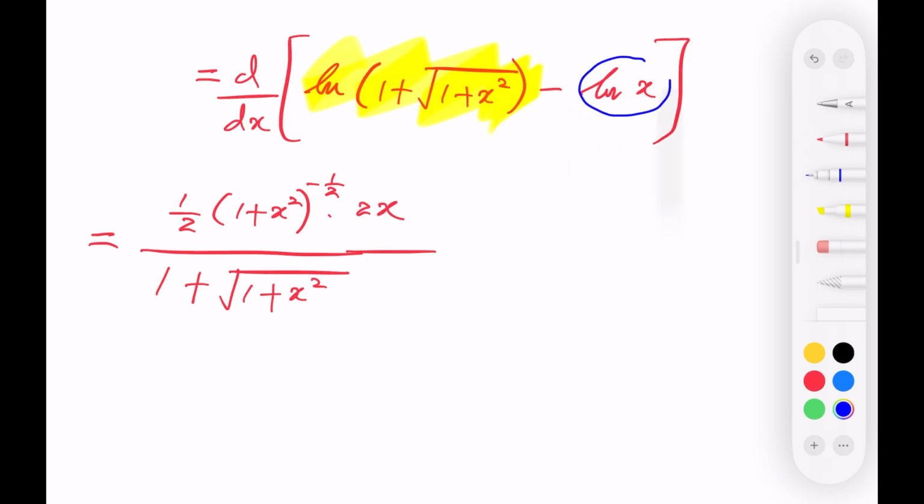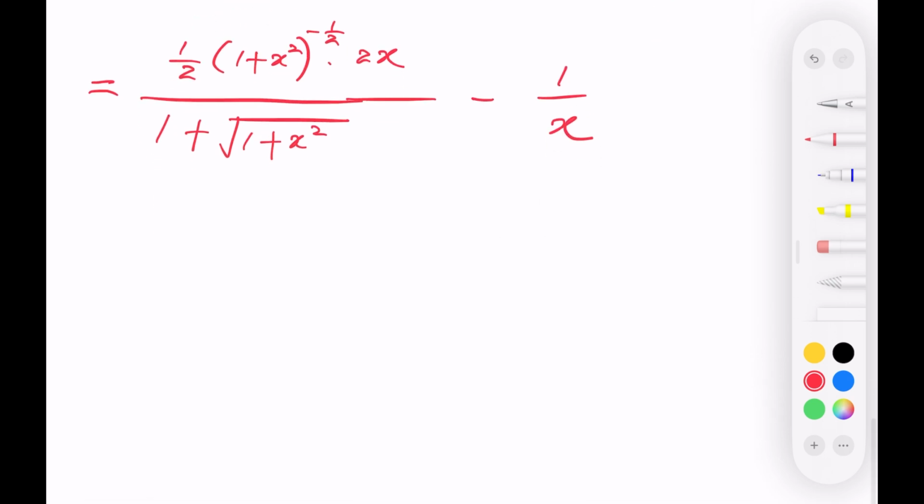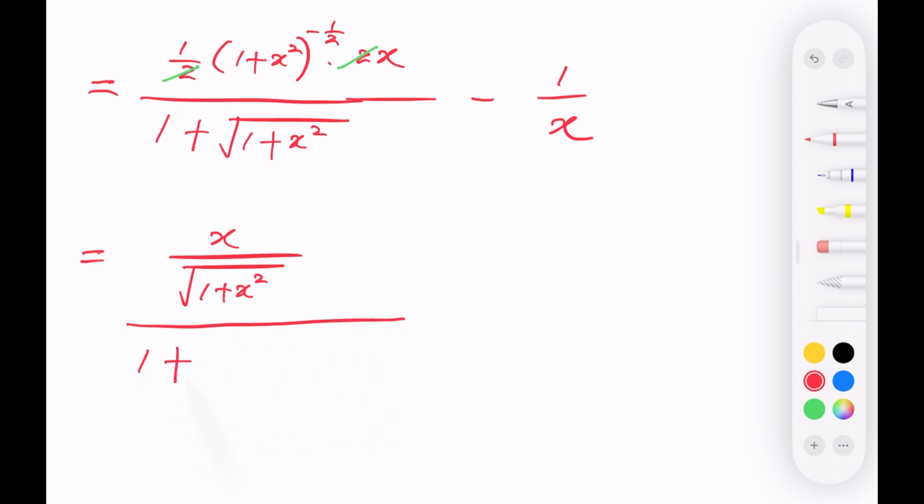And then I have one more component left. I need to differentiate natural logarithm x. When I differentiate that, we know that it's going to be 1 over x. Now we need to simplify this. You can see from the first fraction, this 2 is in the denominator and this 2 is in the numerator. Those two 2's can be divided out, and then that numerator can be identified as just x over square root 1 plus x squared. All of that should be divided by 1 plus square root 1 plus x squared, and that minus 1 over x.